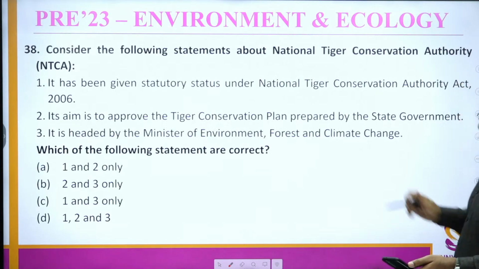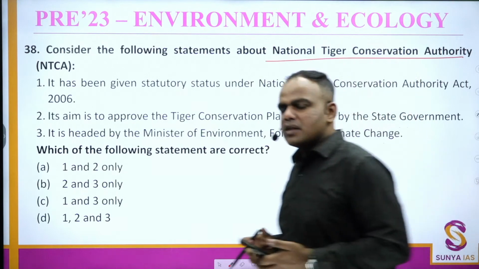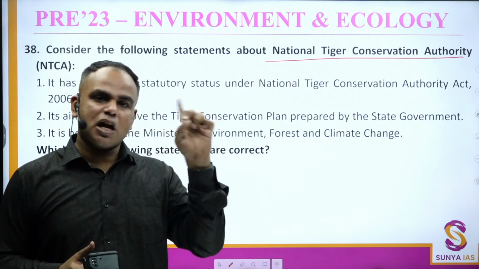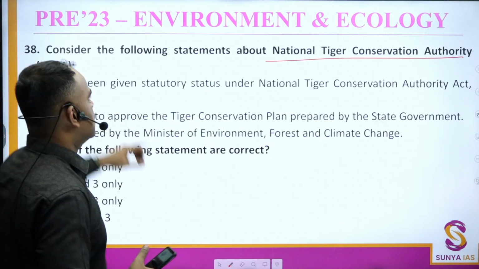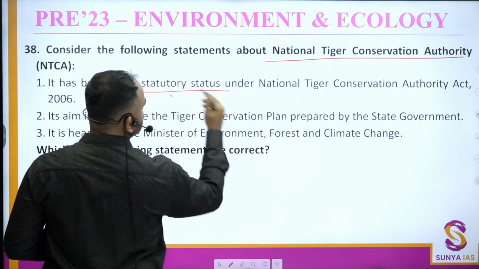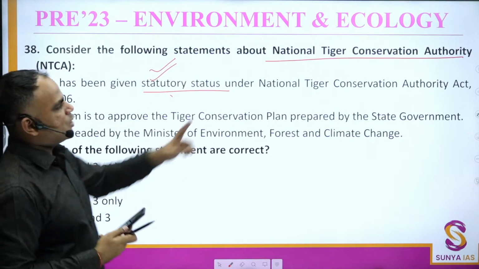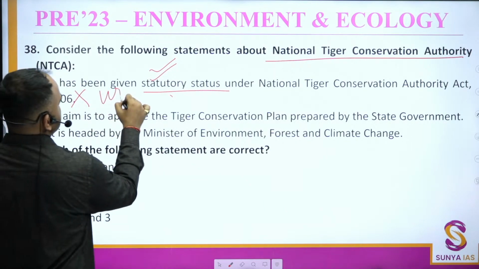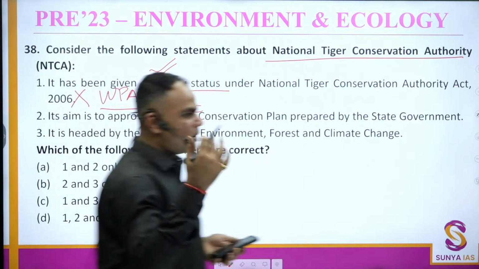Right. Moving on now. Again, a very important body, NTCA. And by the way, please make sure whenever you see any of these bodies, try to deliberately think whether it is statutory. If it is statutory, think what is the act which is forming these bodies. So when we're talking of National Tiger Conservation Authority, first question, it has been given statutory status. Second, the act is mentioned. So statutory status is true. Now it is mentioned National Tiger Conservation Authority Act. No, this act is wrong. It is again created under the Wildlife Protection Act of 1972. Okay, so the first statement is wrong.